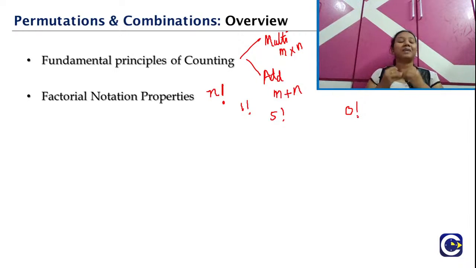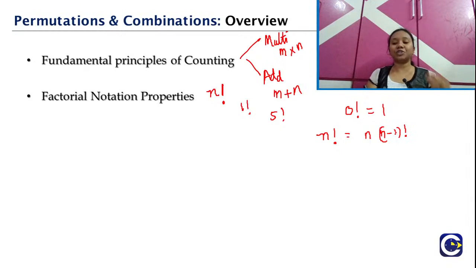In general, if we multiply anything with 0, it will be equal to 0. Whereas in the factorial form, 0 factorial will be equal to 1. That is the important property we discussed. The other is that n factorial can be written as n into n minus 1 factorial, or n into n minus 1 into n minus 2 factorial. Likewise, we can represent it. We have also done questions related to the fundamental principles of counting, the factorial notation and its properties.